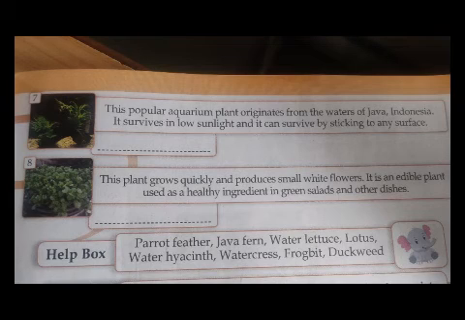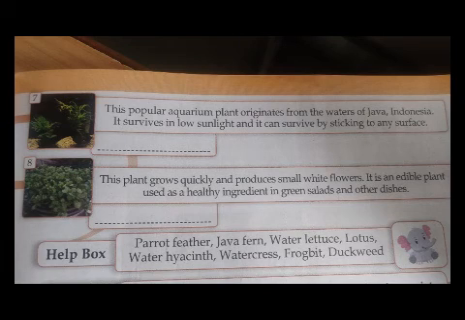Eighth one, this plant grows quickly and produces small white flowers. It is an edible plant used as a healthy ingredient in green salads and other dishes. We can eat this plant. The name of this plant is watercress. So the eighth one is watercress.